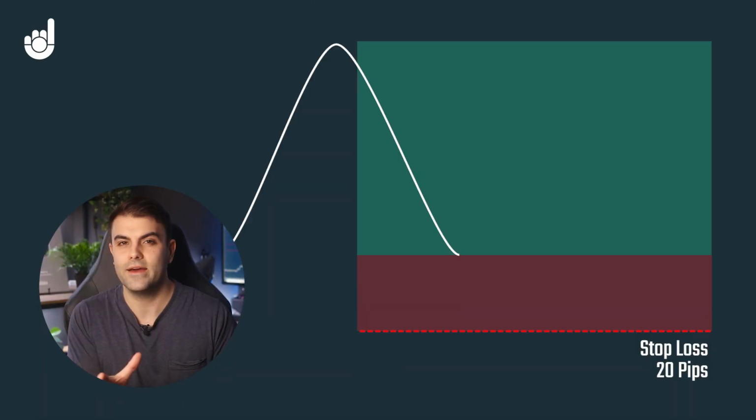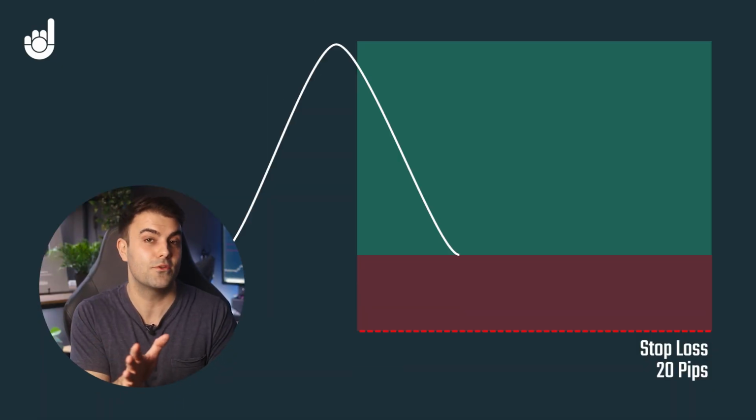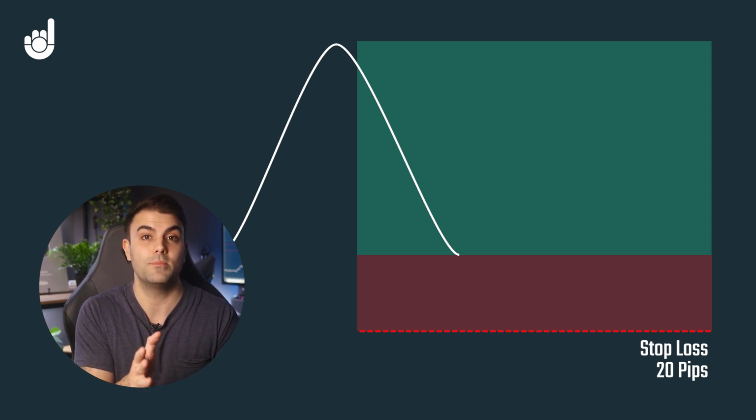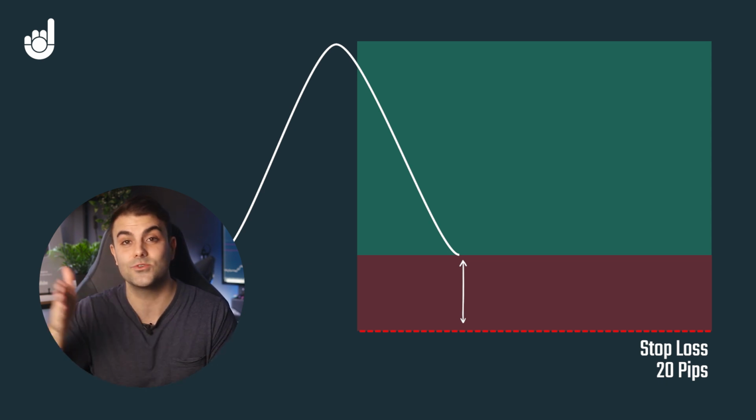So what are the practical uses of pips then? Well, measuring how far the price has moved or could move is going to be really important for many aspects of your trading. For example, for your risk management, you'll need to know how much money you could potentially lose on your trade. So to do that, you can figure out how many pips you'd allow the price to move against you before you exited the trade. For example, how many pips between your entry price and your stop loss.